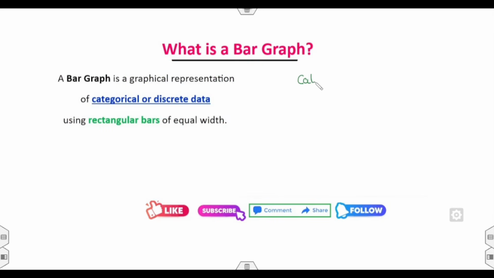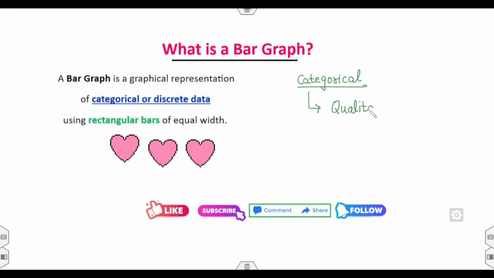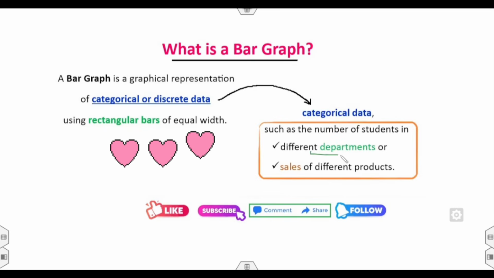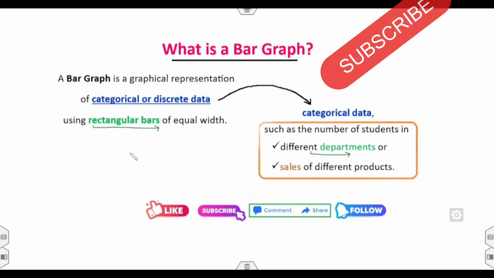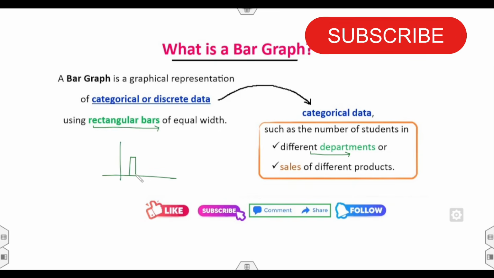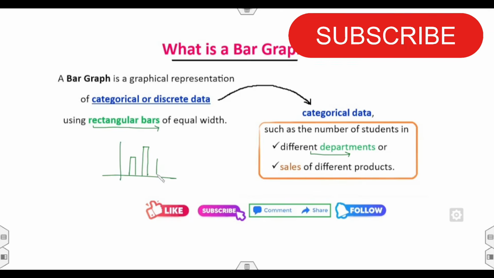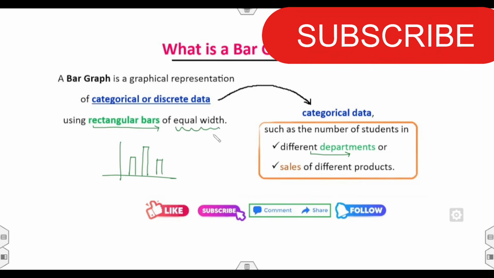Make sure students, whenever we are talking about the categorical information, that means we are talking about the qualitative information. The qualitative information looks like, say, the number of the different departments, number of the sales of the different products and so on. But the most important thing is, whenever we are talking about the bar graph, the rectangular bars we have drawn, like in this case, these are my bar graph. Each must be of the equal width.